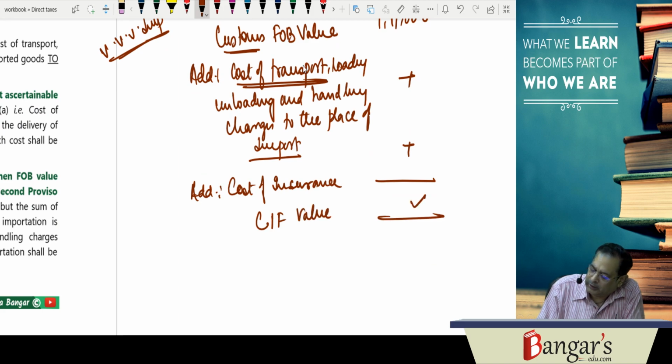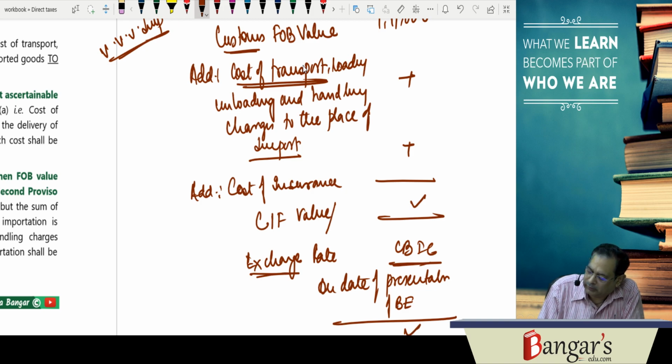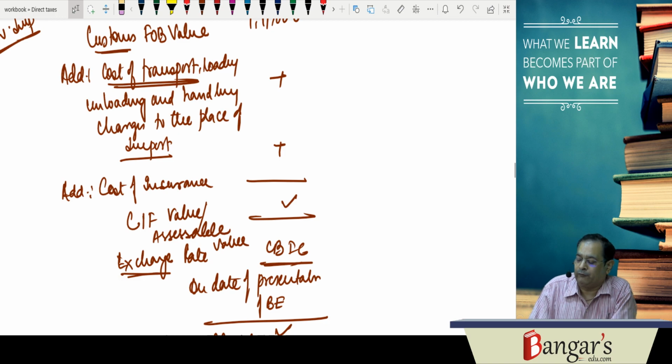You have to convert the same into Indian currency at the exchange rate as notified by CBIC on the date of presentation of the bill of entry. Convert it, you get what? This CIF value is the assessable value. Convert it into Indian currency, you get the assessable value in INR.